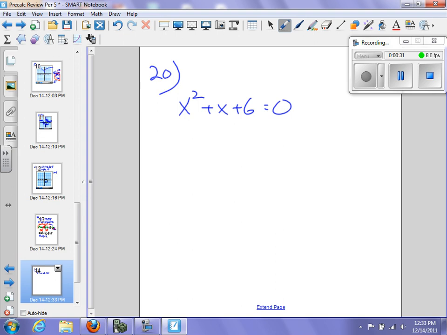So I would look at this, and the first thing I would ask is, is there a way that I can factor that? I don't think I can factor that, right? I mean, there's no factors of 6 which, when added together, are going to give me 1. There's 3 and 2, but if they're both positive, it's going to give me 5x, and if they're both negative, it's going to give me negative 5x, so that doesn't work, right?